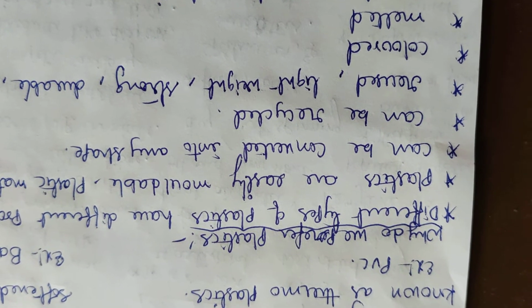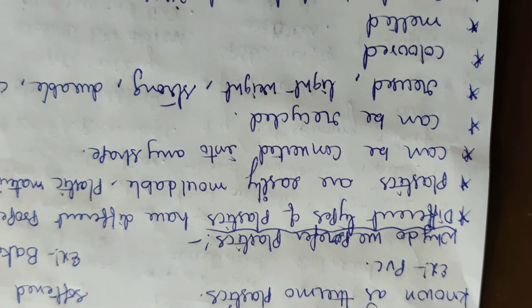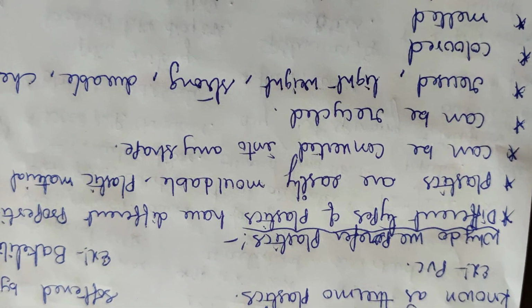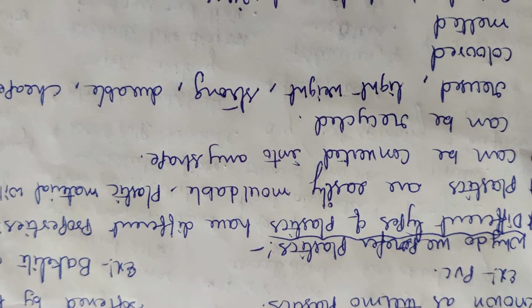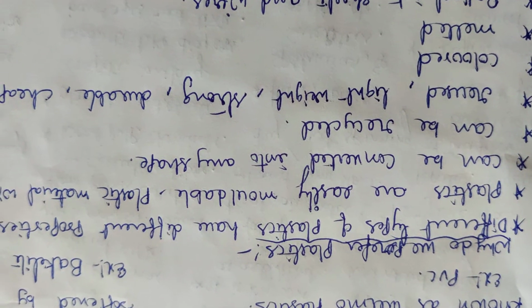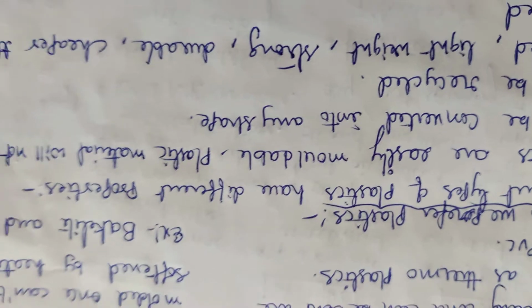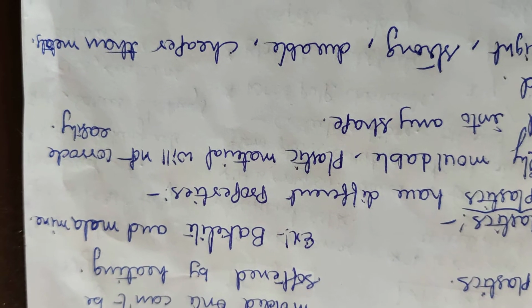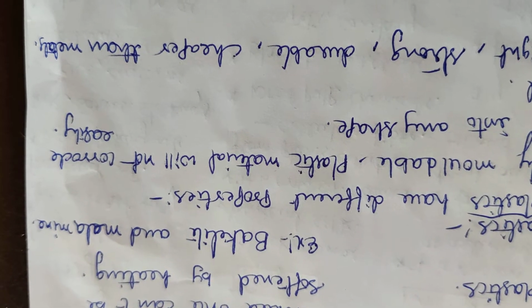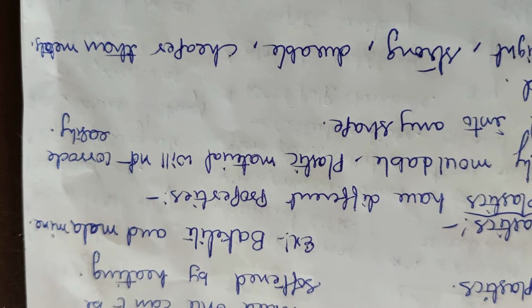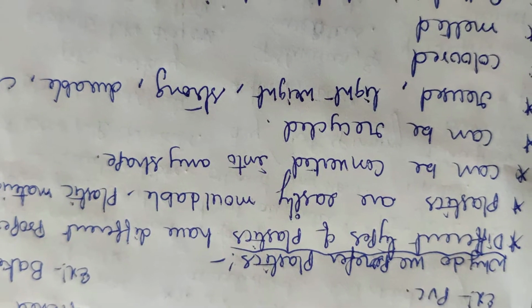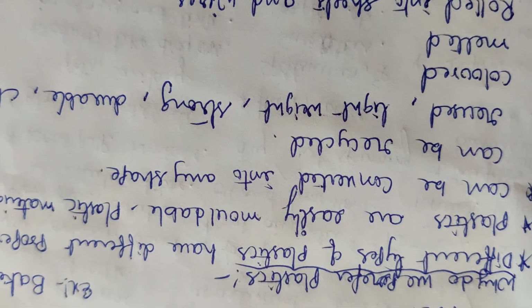Next, why do we prefer plastics? Because there are different qualities in plastics. Thermoplastic and thermosetting plastic have different types of properties. What are the properties they have? First, they are easily moldable, and plastic material will not corrode easily. Metals will corrode easily, but plastic will not. Due to this reason, we prefer plastics, and they can be converted into any shape, recycled, reused, lightweight, strong, durable, and cheaper than metals.